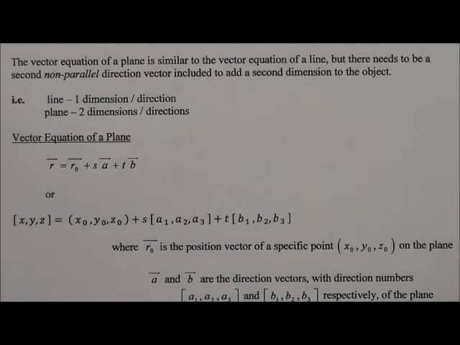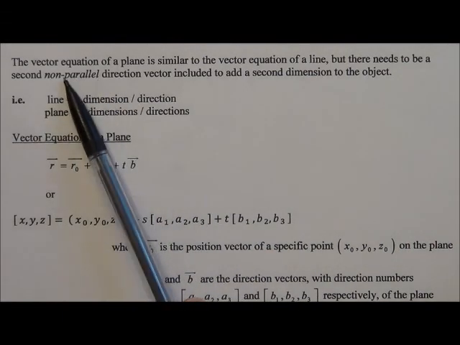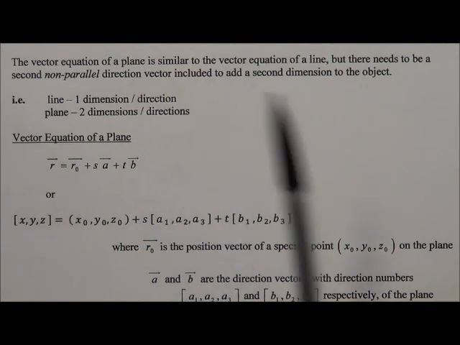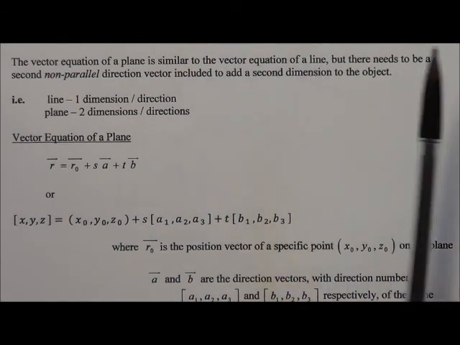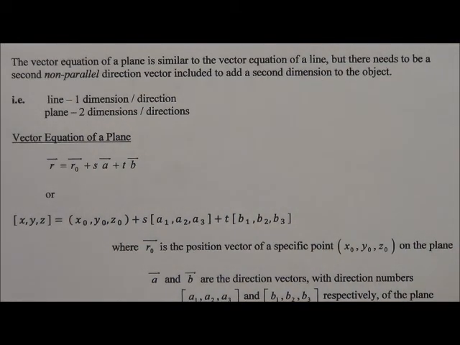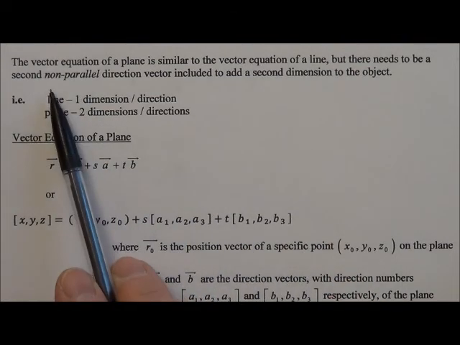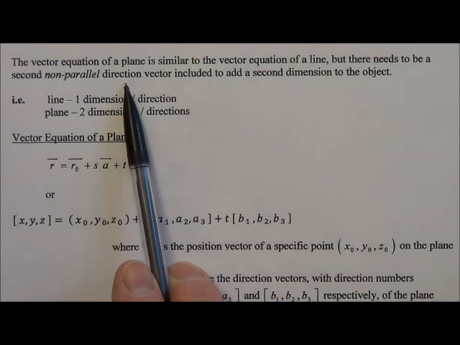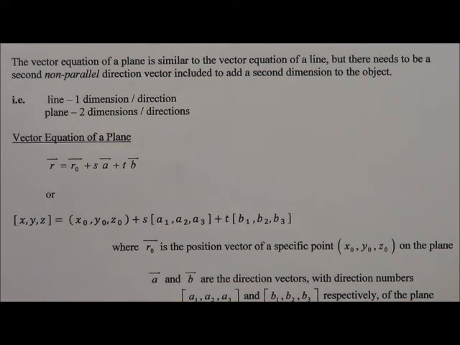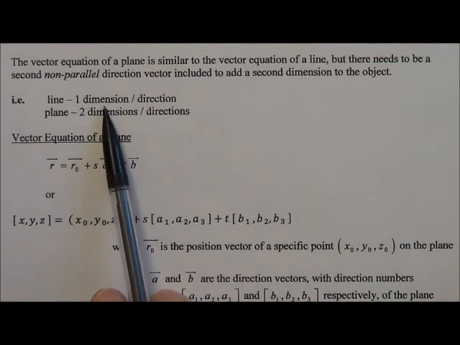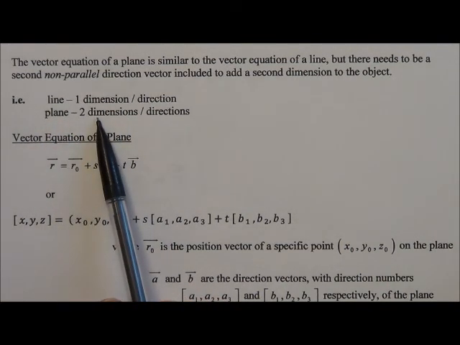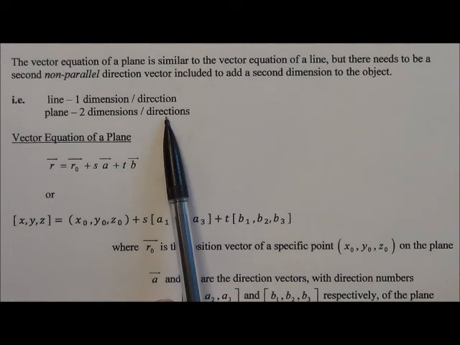Okay, so now you may have noticed that the vector equation of a plane is very similar to the vector equation of a line. But of course, because the planes are in 3 dimensions, we need a second non-parallel direction vector included to add a second dimension to that object. So a line, of course, is 1 dimension, 1 direction. A plane has 2 dimensions and 2 directions.